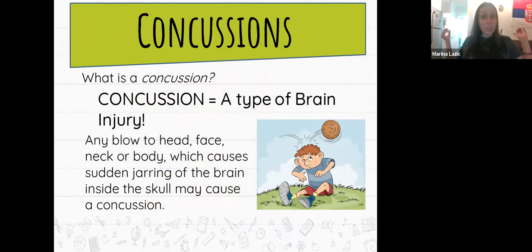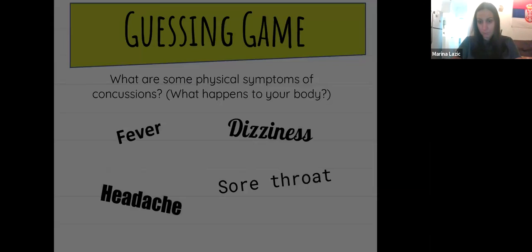So you will tell, what is concussion? That's the moment when you injure your brain. So concussion is a type of brain injury. Any blow to the head or face or the neck or body that causes sudden jarring of the brain may cause concussion. So when your brain moves inside the skull for any reason, that's concussion.